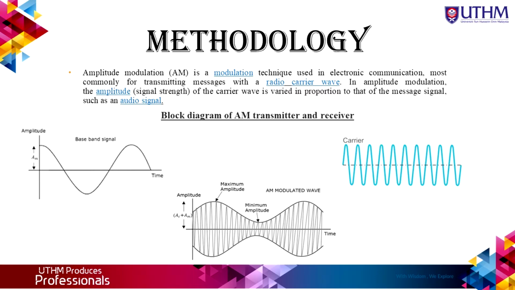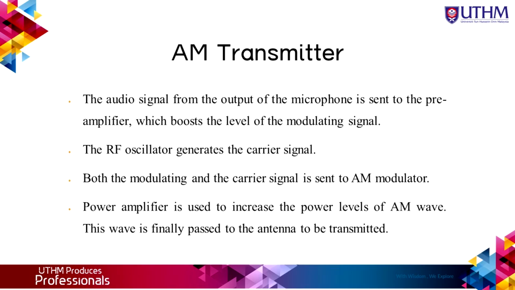Now I'm going to explain about the methodology of our AM transmitter and receiver project. Amplitude modulation is a modulation technique used in electronic communication, most commonly for transmitting messages with a radio carrier wave. In amplitude modulation, the amplitude of the carrier wave is varied in proportion to that of the message signal, such as an audio signal.